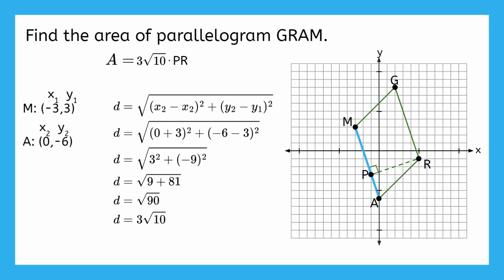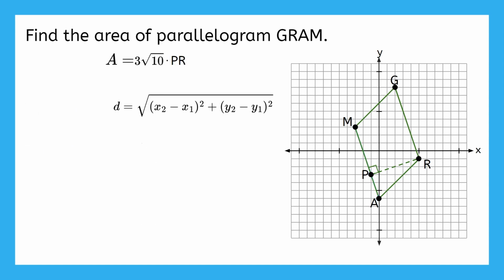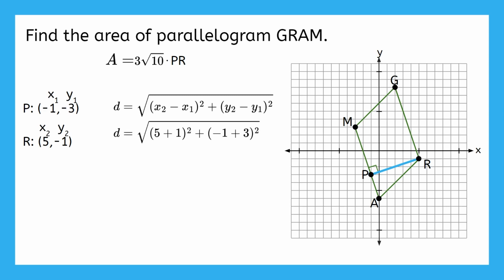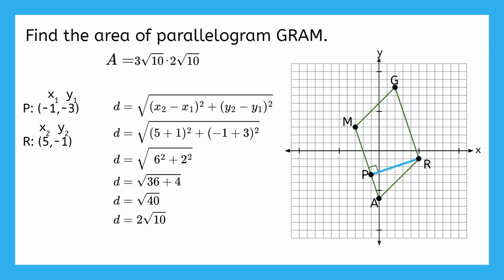Let's repeat that process for our height. Why don't you pause the video now and find the length of PR for yourself? Point P is at -1, -3, and point R is at 5, -1. I'll be using P as x1 and y1 and R as x2 and y2. If I substitute and simplify as much as possible, I get a length of 2√10 for PR.